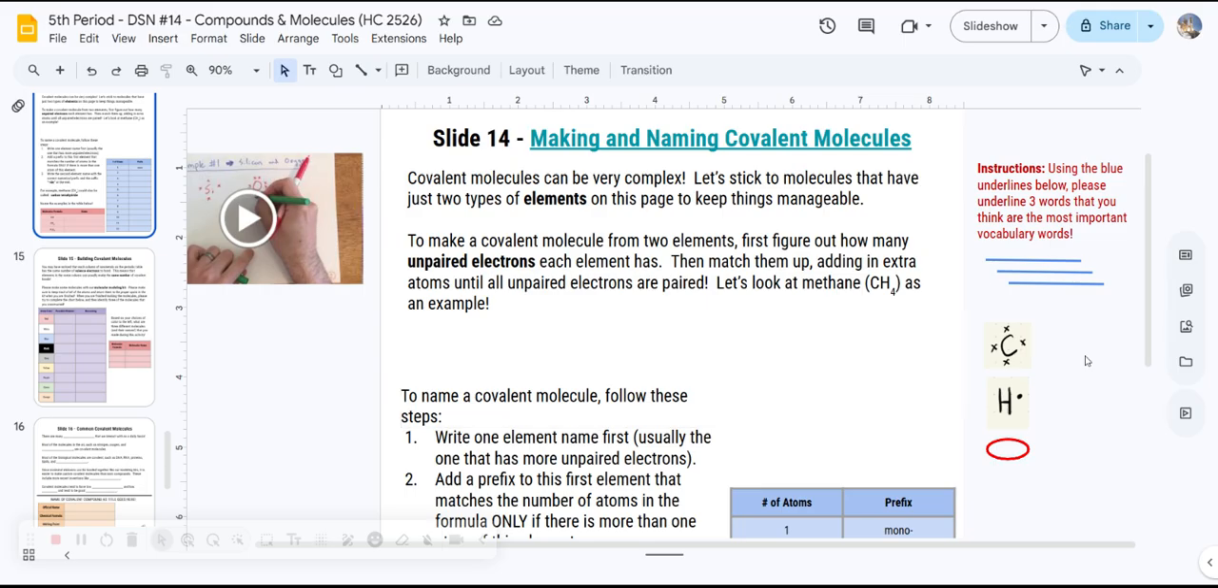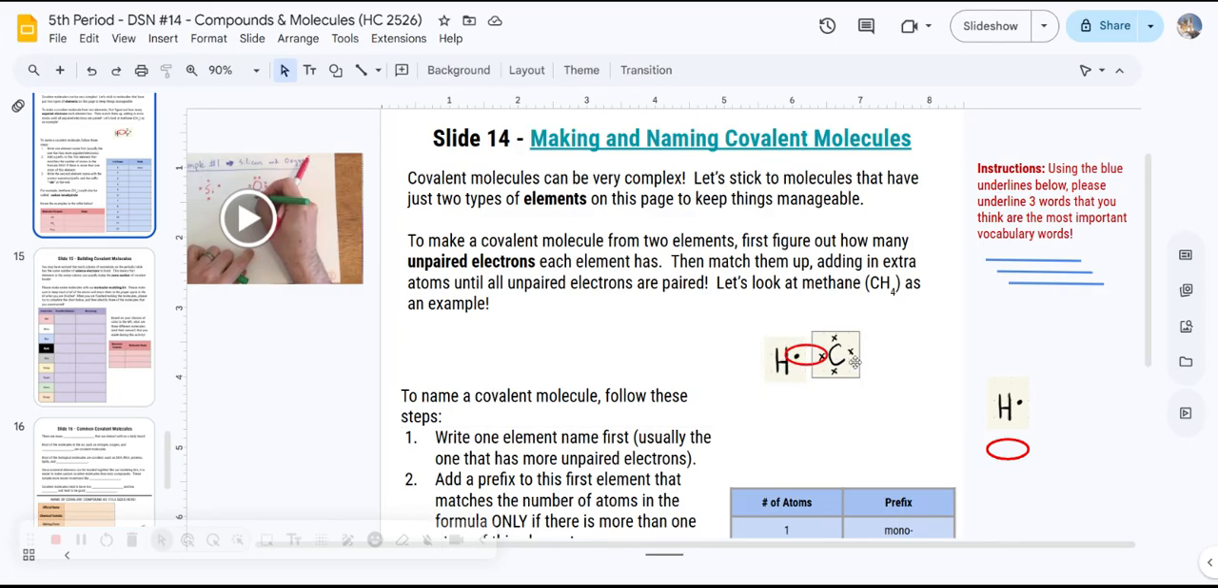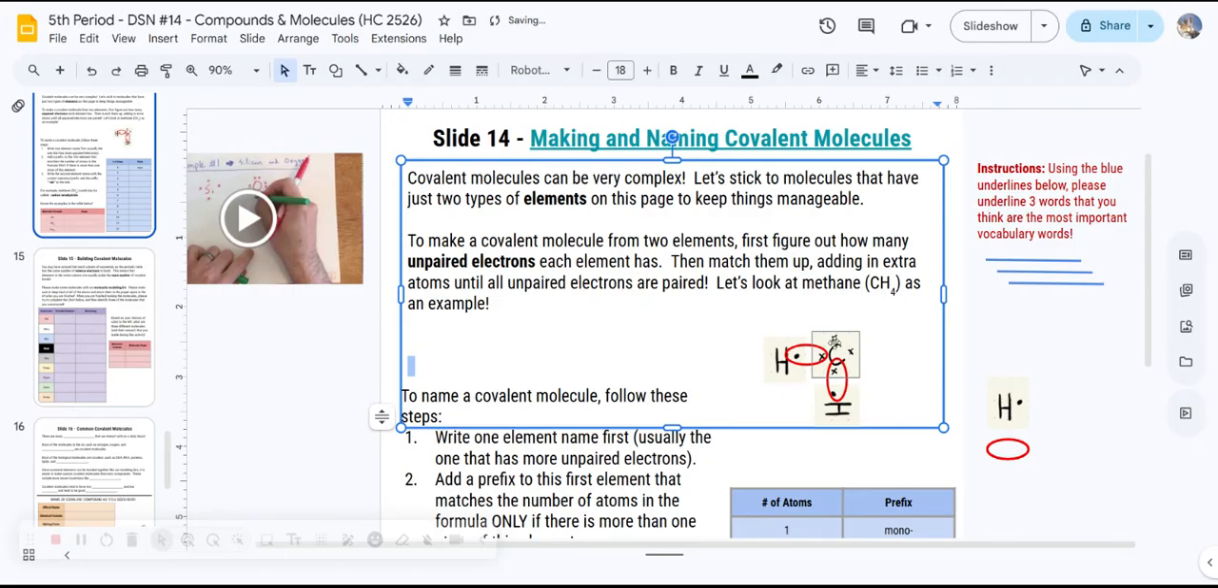So carbon has 4 unpaired electrons. We can pair up 1 hydrogen with that. And now this hydrogen is stable because hydrogen only needs 2, unlike most others that need 8. But the carbon still only has 5. So to deal with this, we need to keep pairing up electrons. So I'm going to drag this hydrogen over here, turn it around. We'll pair this one up as well. We can turn around our little bubble here.